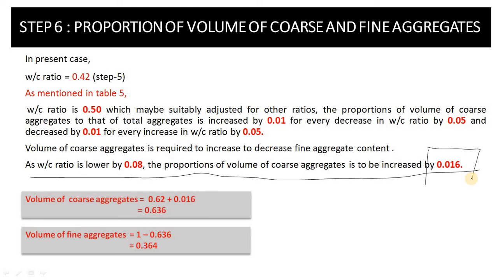So now moving on to the volume of fine aggregate, we will subtract the volume of coarse aggregate from 1. So 1 minus the volume of coarse aggregate, and it will give the volume of fine aggregate as 0.364. Ultimately it will be 1.